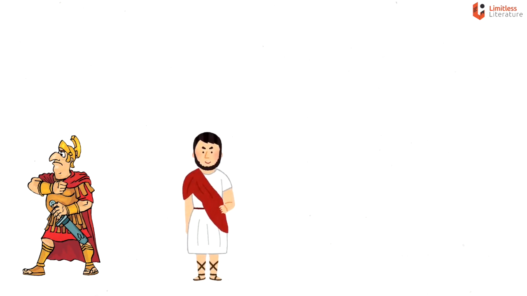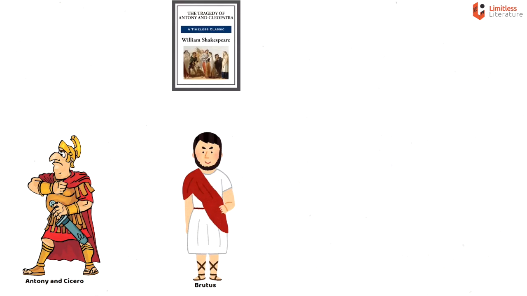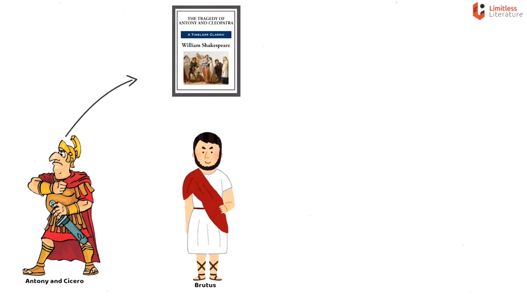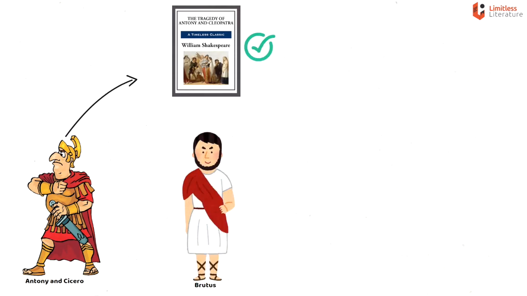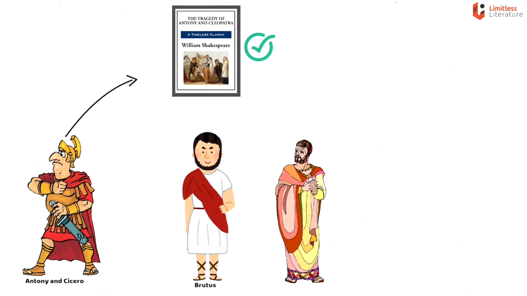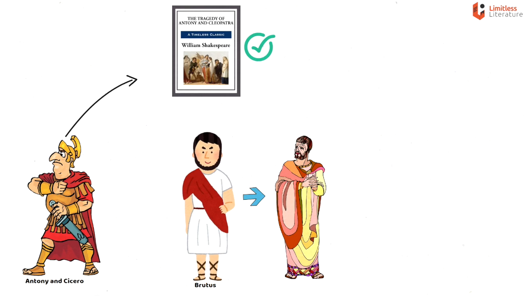So as the play moves forward, we have different characters. There are friends of Caesar like Antony, Cicero and Brutus. Antony is the same character on which Shakespeare had written a complete play, and that is Antony and Cleopatra by Shakespeare. So that Antony is also a character here in this play.